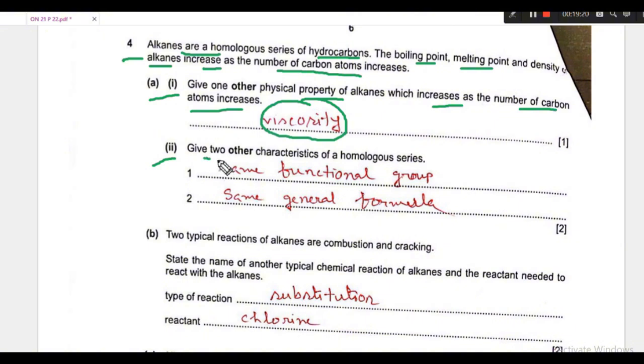Now give two other characteristics of a homologous series. You know, these are the characteristics of homologous series: same functional group and same general formula.